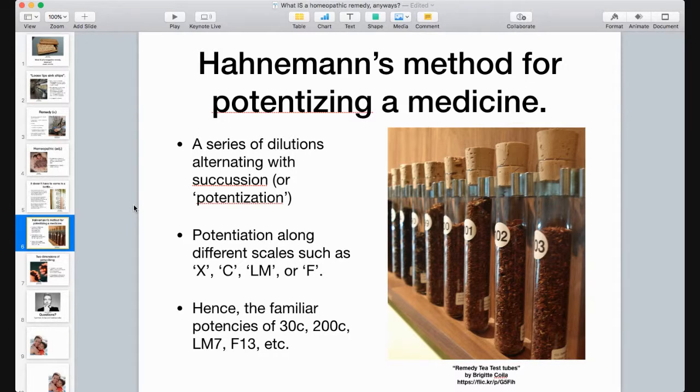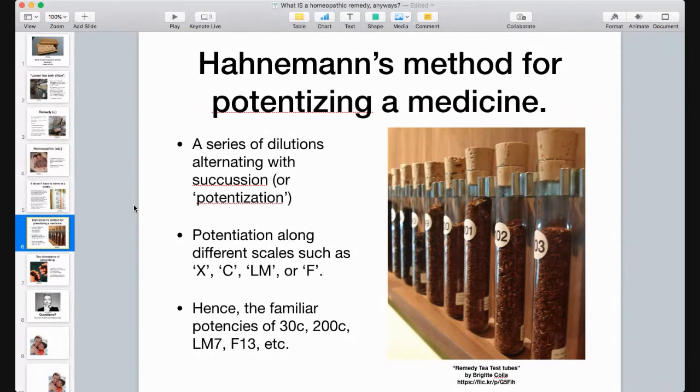So we potentize along different mathematical scales. The X, C, L, M, or F, all of those are representing Latin words. The X is the Latin for 10, and the C is the Latin for 100, and so on. And depending on which scale a remedy is being potentized on, that's the scale of dilution that will be used. 1 in 10 or 1 in 100. The LM has a little bit more of an intricate formula for doing it. It represents 50,000, but as I say, it takes a couple of steps to do that, but we're not going to go into those details.